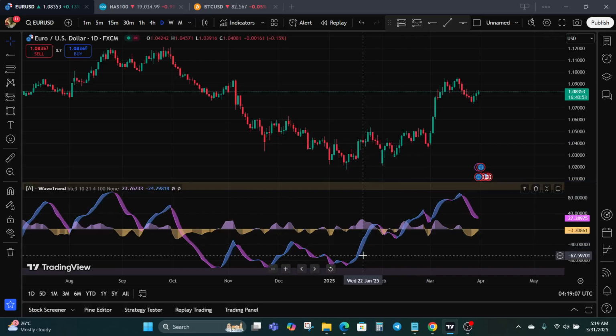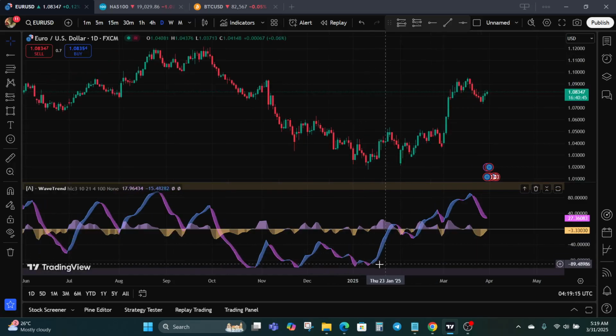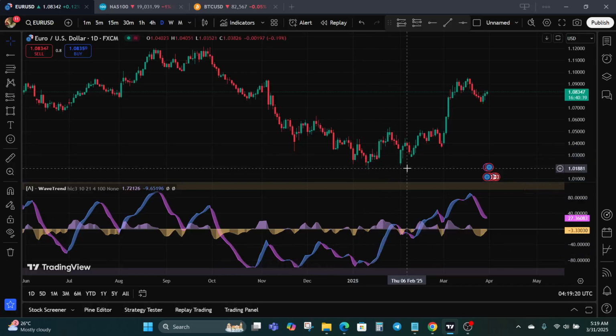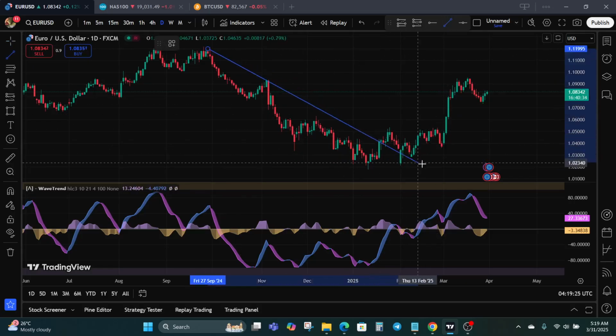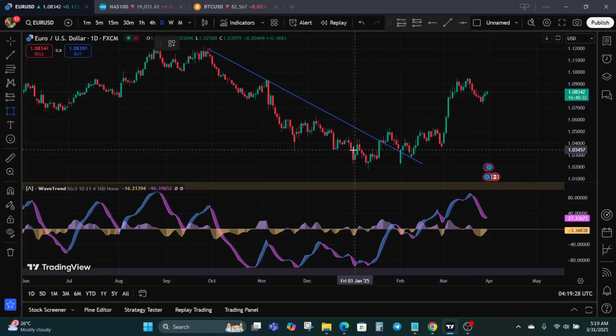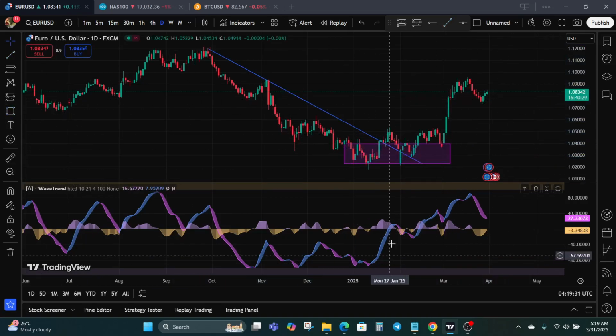Whenever this blue area appears, when the indicator is coming out from the oversold territory, it shows that a bullish move is incoming. You can see that at this point we had a sell trend, and then right after it we had a brief consolidation right around here, but the indicator had already started giving buy signals ahead of time. The consolidation was still ongoing, and then finally we had a breakout to the upside.